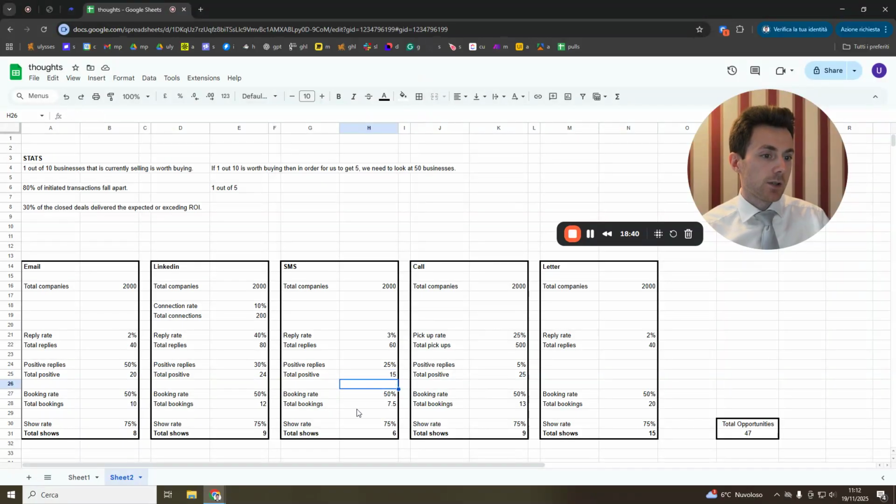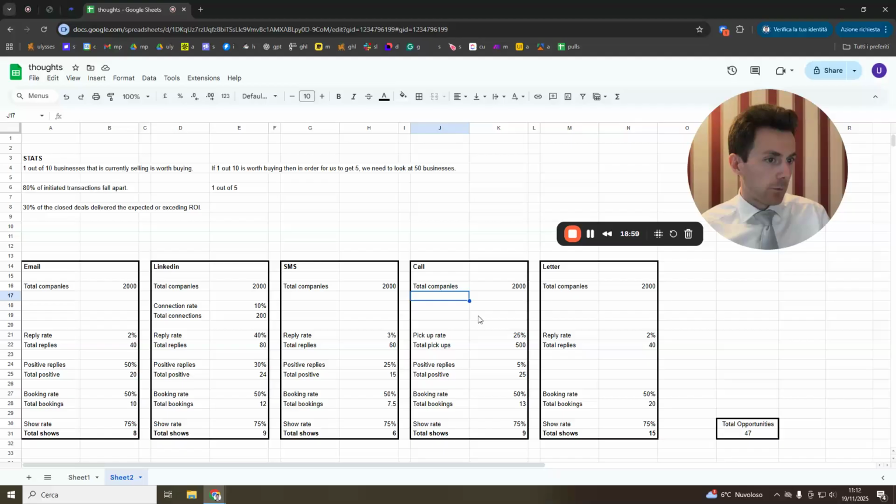Again, these numbers are kept conservative because in my experience, if people reply positive to an SMS, generally they are more likely to get on the call, or at least say call me, because you already have my number anyway. So this number might be higher, 75% or something like that. But again, just trying to keep things conservative, at least in this case.